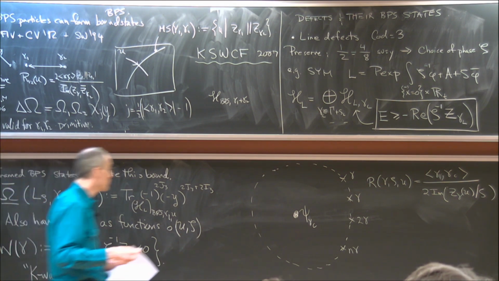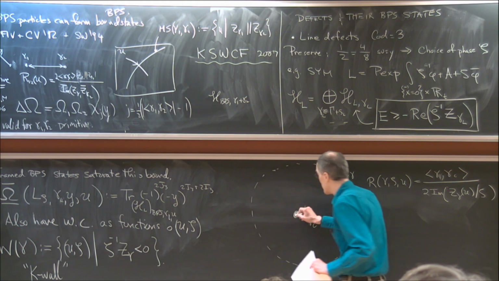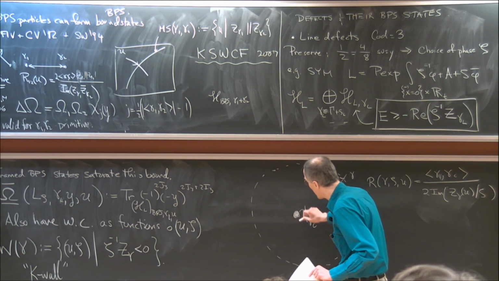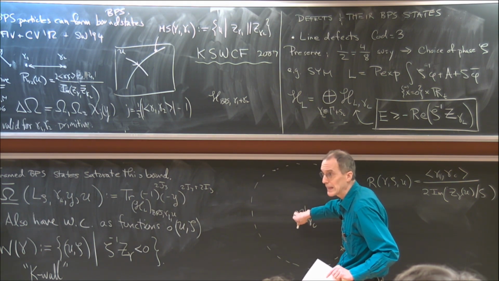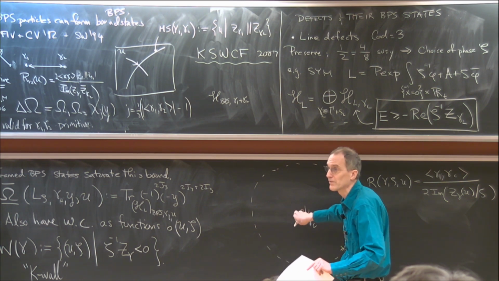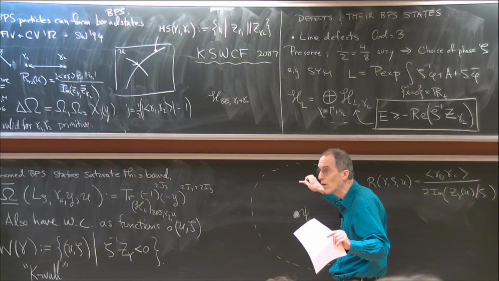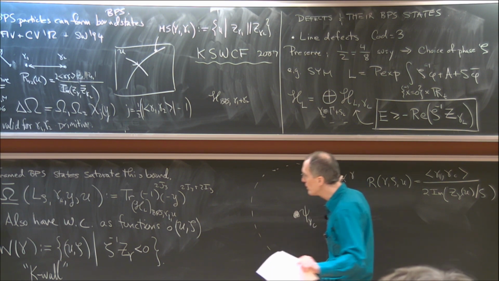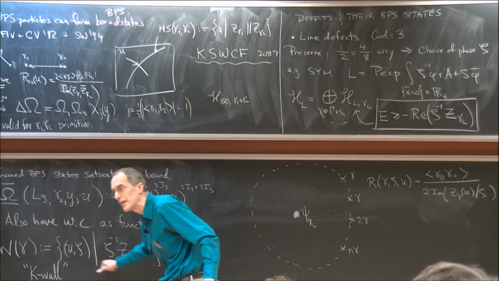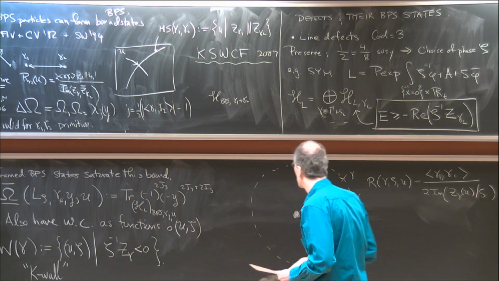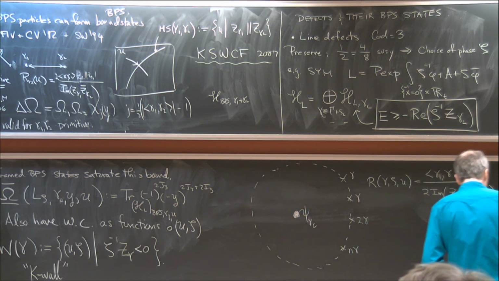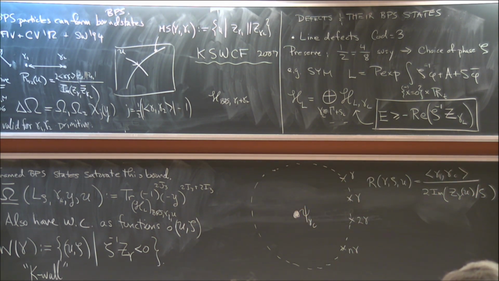Now, to answer your question, Nadi, or to come back to the issue you raised, there could be all sorts of complicated states in here. That's some kind of strong coupling phenomenon. We have nothing to say about that. We're just talking about the states that come and go as we cross these walls. So all we need is that this picture is valid in an infinitesimal region of this wall. All right, so that's line defects.